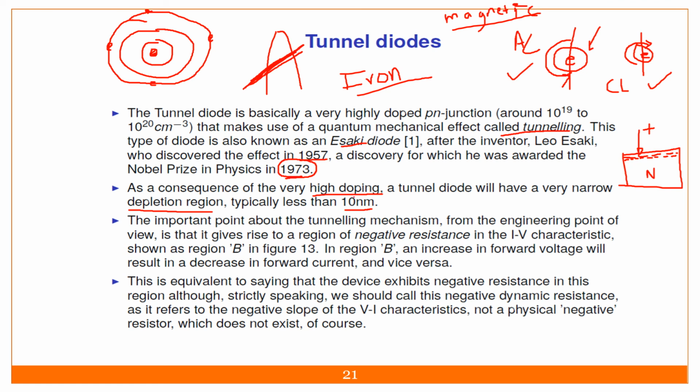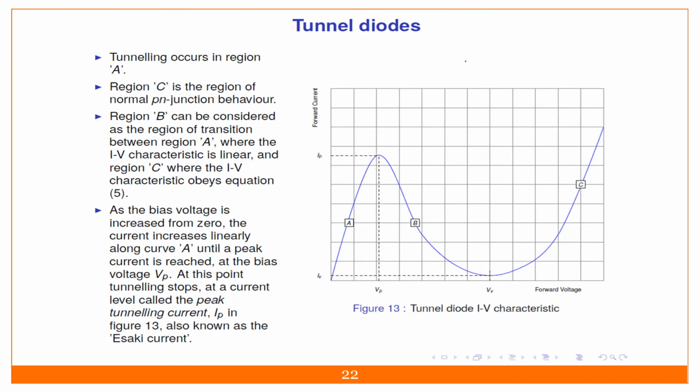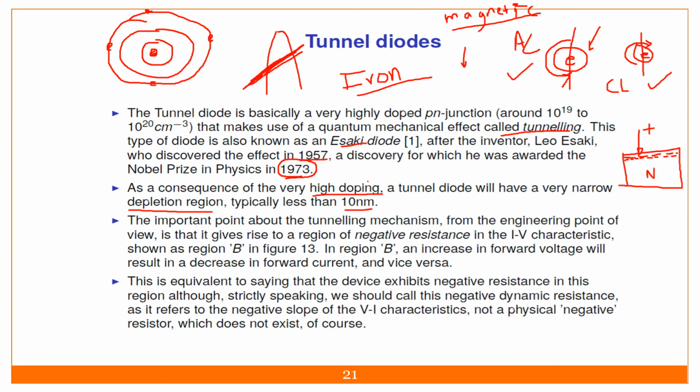If my depletion region is very small, then what will happen? If you apply even a small voltage, the current will flow. So in the tunnel diode, at less voltage also the current will flow. So this is all that is happening over here. In the next slide, I will explain what is happening over here. I will rub this portion.